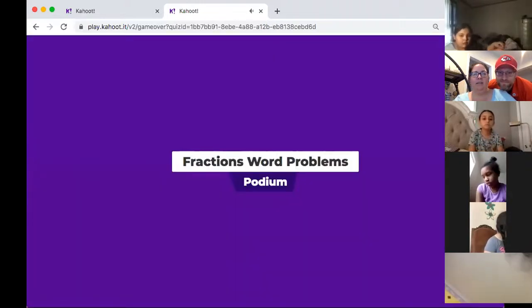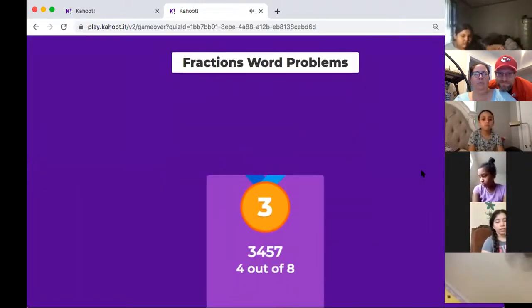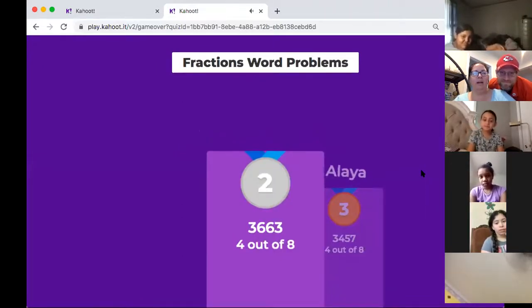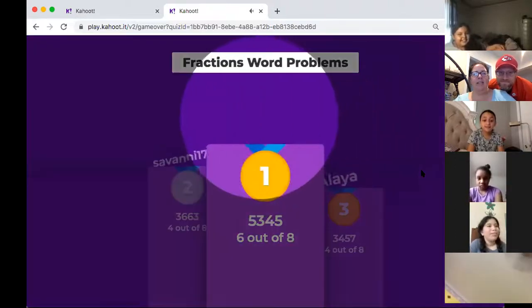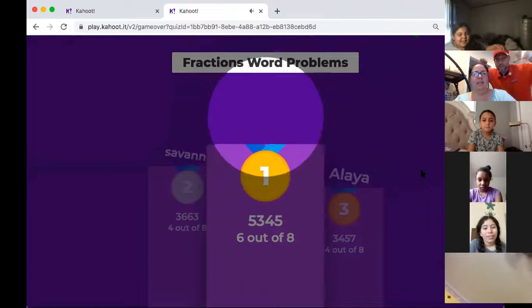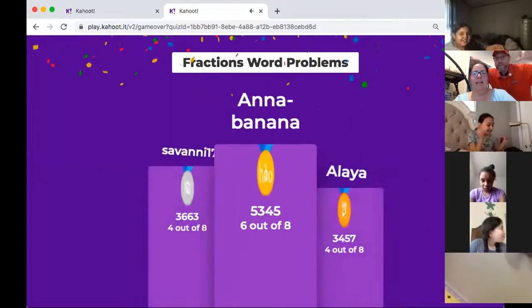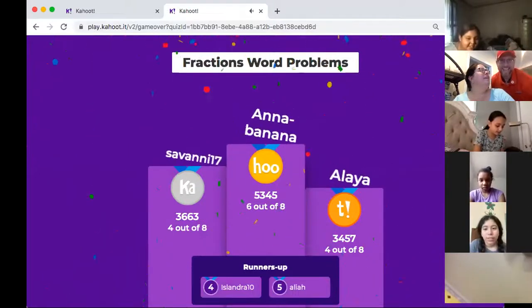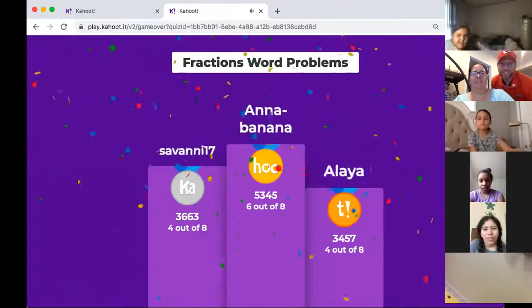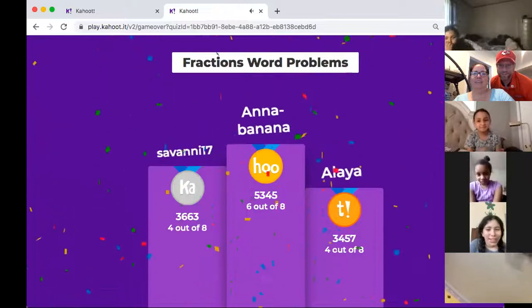Why did I pick blue? We got third. Oh, Alea moved right on up there. Savannah's in second. It's me. I would dominate at fractions. All right. Equivalent.